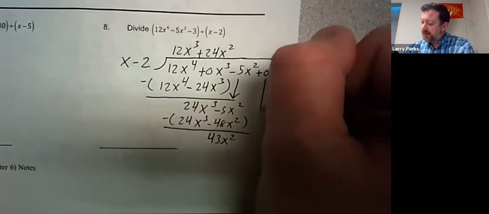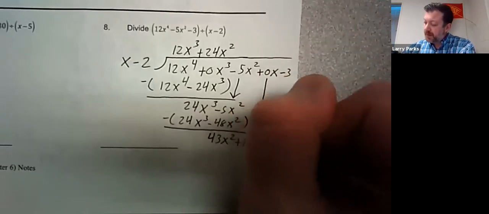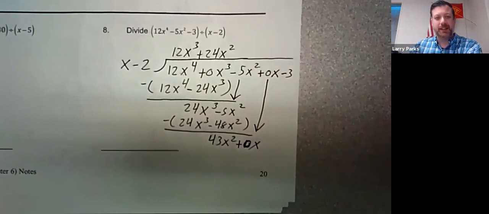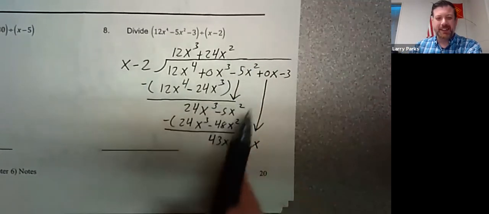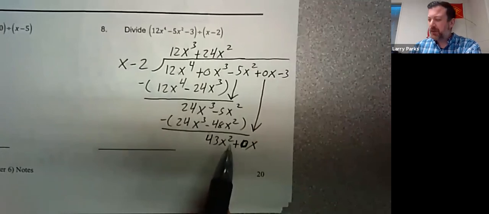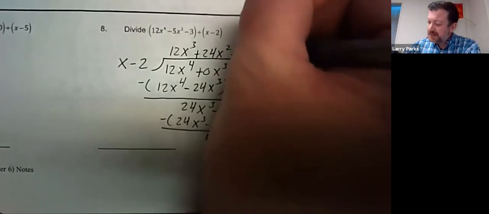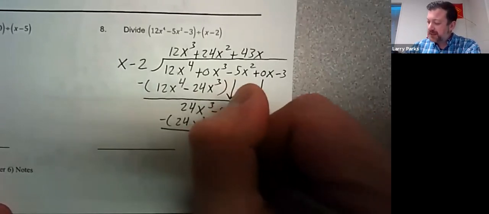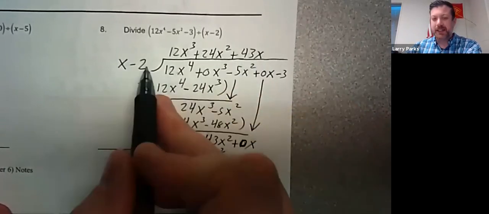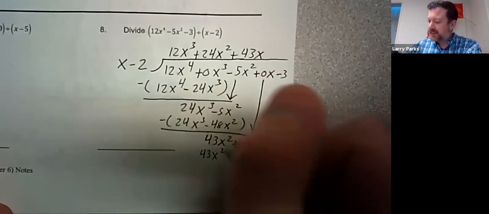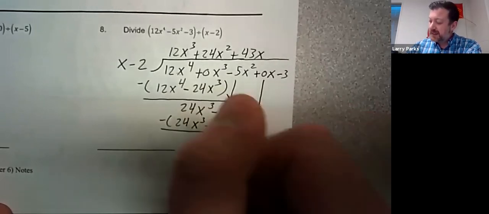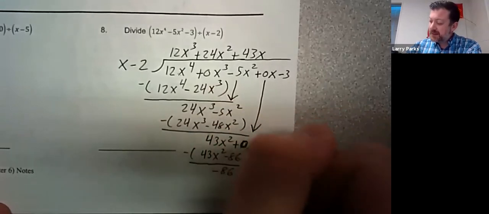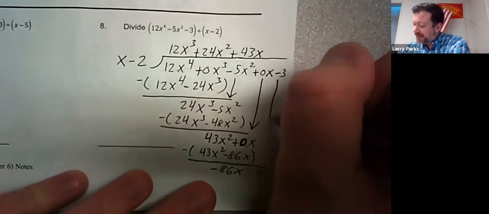Bring down your next term. I almost put 1. That would have messed it up. X times what is 43x squared? That'd be 43x. 43x times x is 43x squared. 43 times -2 is -86x. Take that away. You get -86x. Bring down your -3.